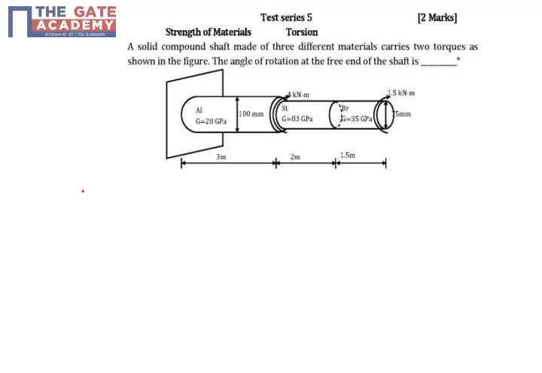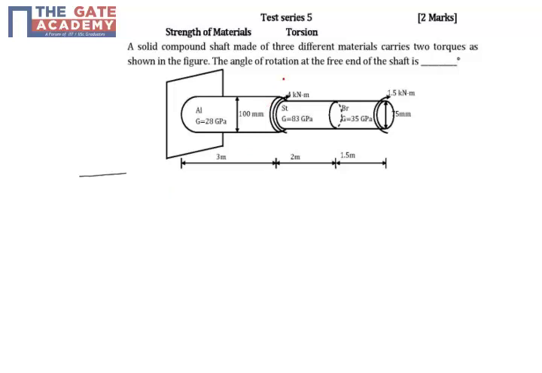Let us discuss a question from strength of materials. This is from torsion of shafts. So basically a three shaft system is given. They are connected one by one at the end, so basically in series you can say. And then what is asked is, the torque loading is applied at two ends.